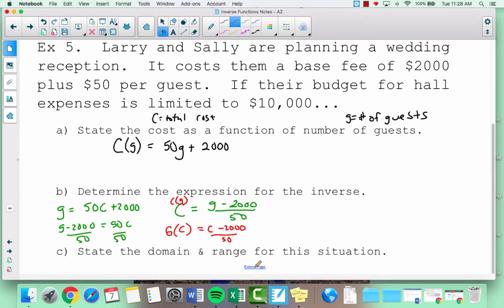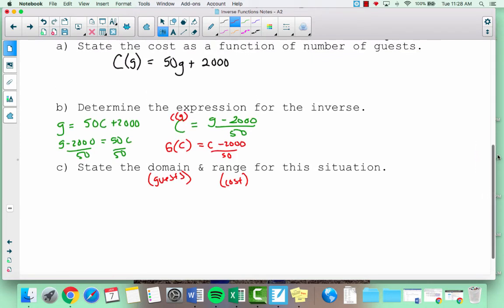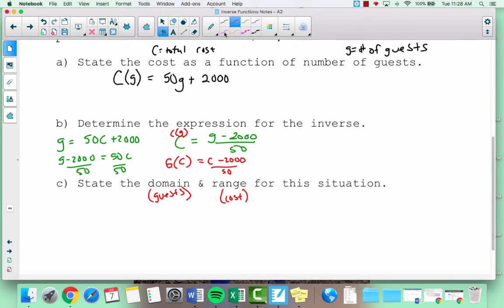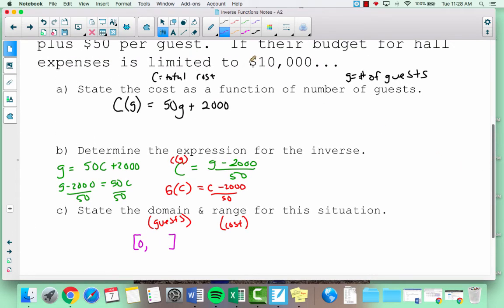And then it says state the domain and range for the situation. So remember, domain is our independent, or our x's. In this case, that's the guests. And the range would be the cost, or our y values. So we're going to go ahead and figure out how much we can spend. Well, we know that for the number of guests, we can't have less than 0 guests. So we're going to go from 0 to some number. And the thing we have to figure out is how many guests max can we have and be within our budget. Now they said at the beginning the budget was $10,000.